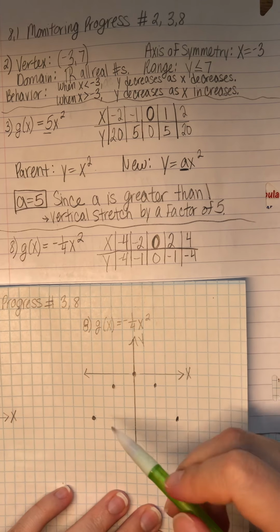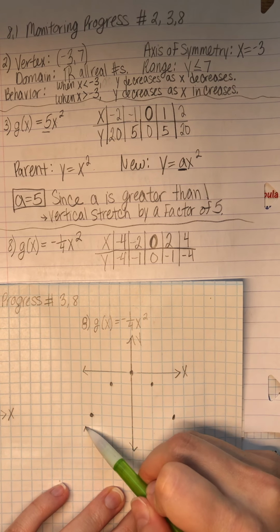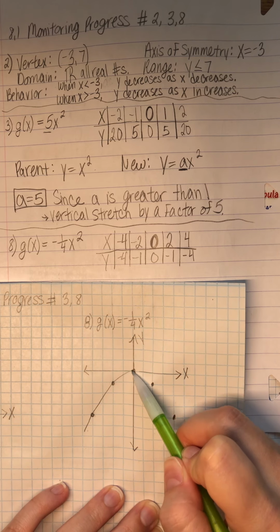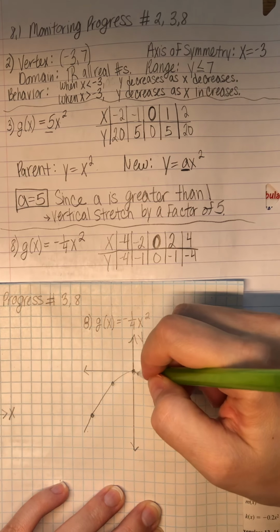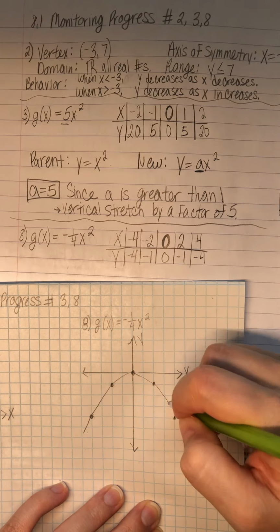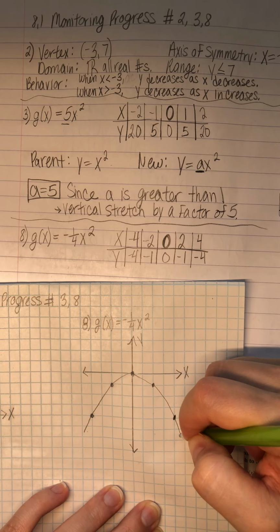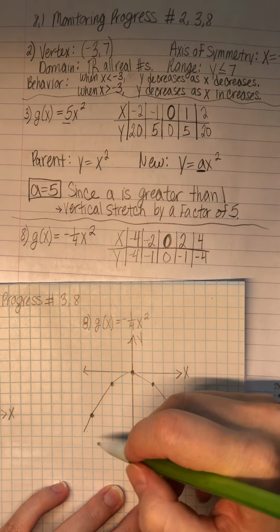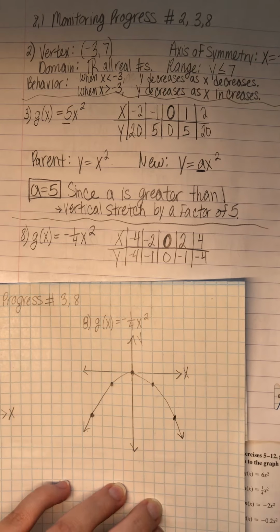Let's connect these points with a smooth curve and make it look like a U. And look at how wide this U is. It's a very wide parabola. And we're gonna put arrows on both ends.